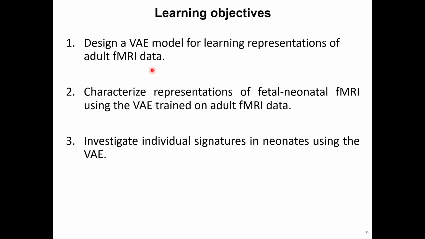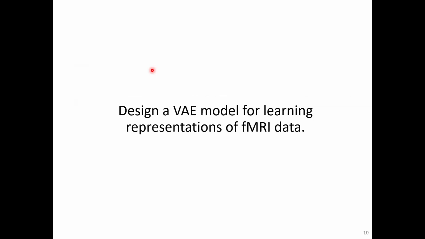So the first goal is learning representation of the adult functional MRI data. And then we characterize the representation of the fetal and newborn fMRI data using the VAE trained on adult fMRI data. And lastly, this is more like a neuroscience question: we want to investigate what the individual signature in the newborns is using the VAE models.